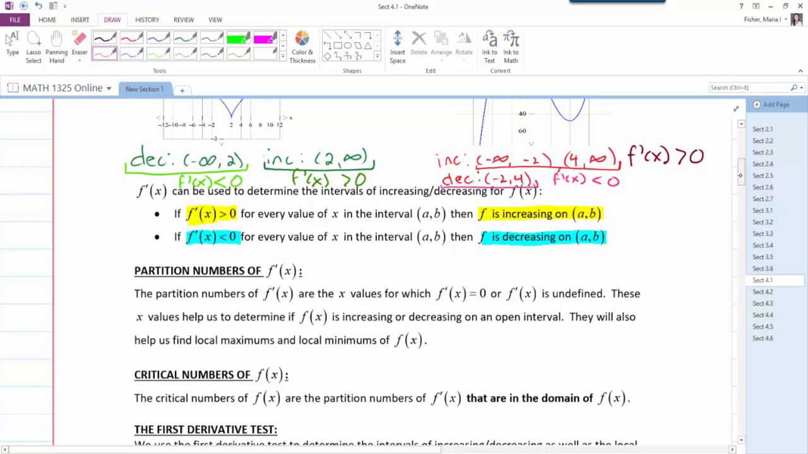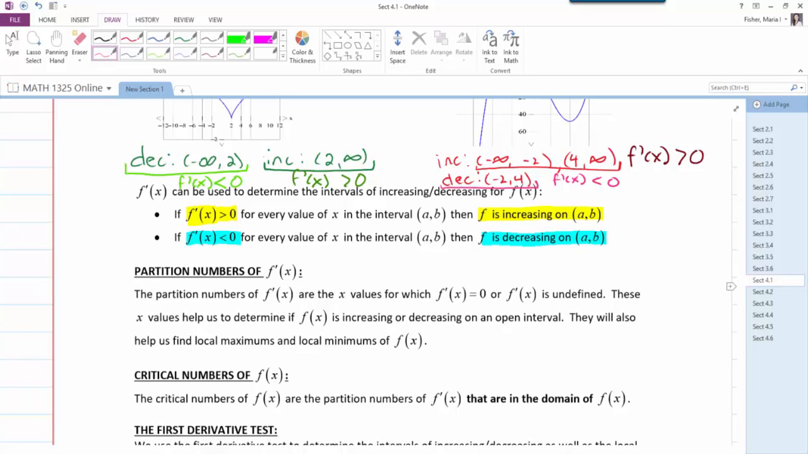Well, there's a few things that we're going to do. We're going to recall what partition numbers are in terms of the first derivative. And remember, we talked about partition numbers in section 2.3. We're going to talk about the critical numbers of a function and then the first derivative test. So all of this is going to come together so that we can figure out where a function is increasing or decreasing without looking at a graph, just by being able to find the derivative.